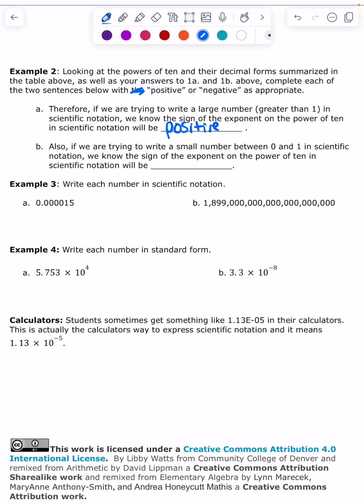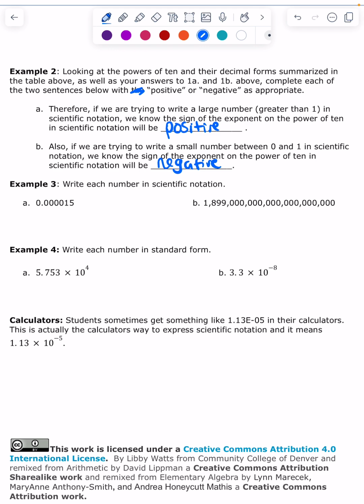Also, if we were trying to write a small number between 0 and 1 in scientific notation, we know the sign of the exponent on the power of 10 in scientific notation will be negative. So I'm just trying to, in different ways, have you keep associating small numbers like decimals with negative powers and large numbers with positive powers.